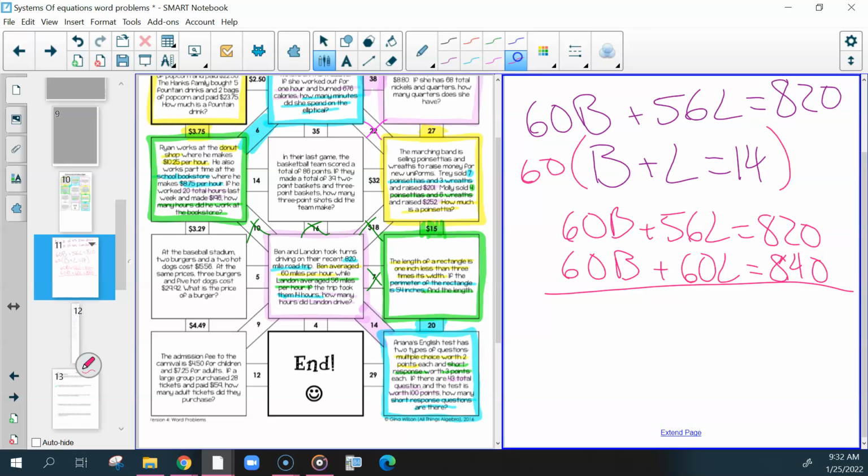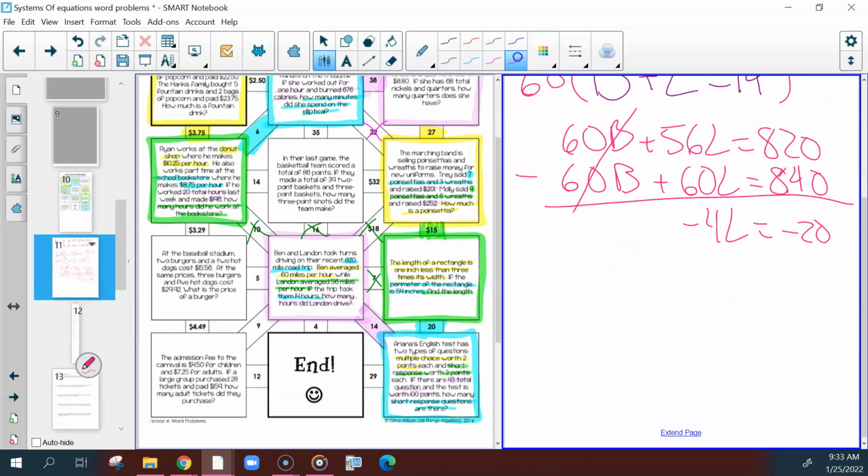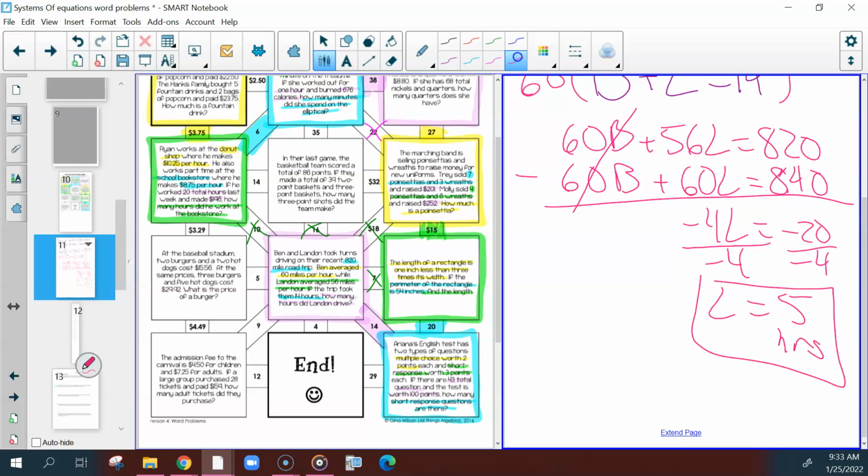We would do what to eliminate those? Subtract. So here, if we subtract, our b's go away. This becomes negative 4L. And this becomes negative 20. And then when we divide, L becomes 5 hours. Wow.